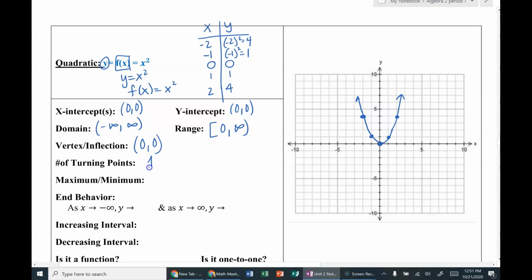We have one turning point. Remember, the turning point is where it separates the increase from the decrease, okay? We again have one minimum value, and the minimum is 0.